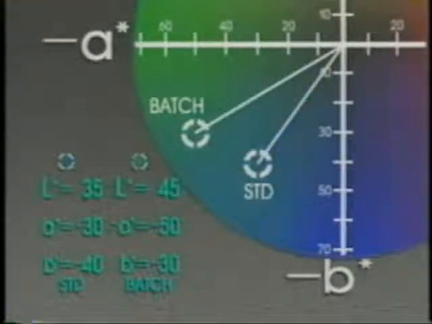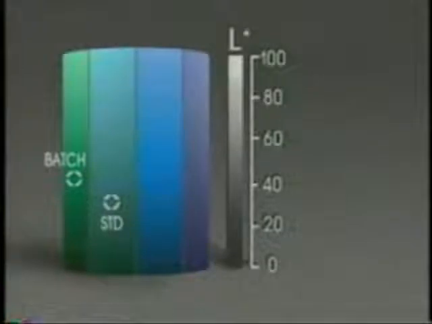If we look at the L values, we can see that the L value for the standard is 35. The L value for the batch is 45. This means that the standard and the batch also differ in terms of lightness. By shifting our perspective on the LAB space, we can see that samples with different L values will be positioned on different levels or planes in LAB space.